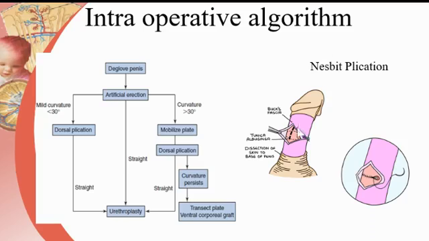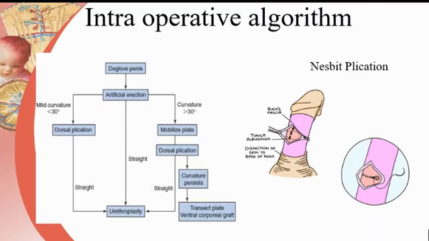So Nesbit plication is nothing but you make an incision in the tunica albuginea. It's also known as TAP, tunica albuginea plication. We have to open Buck's fascia, expose the tunica, and then make a vertical incision which is closed horizontally. So that is a Nesbit plication. Then we again do an artificial erection after that to ensure that the chordee is gone.